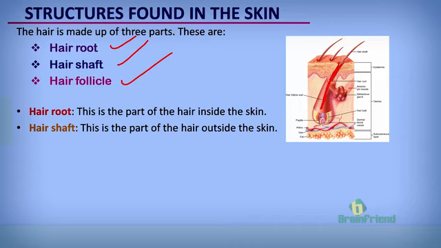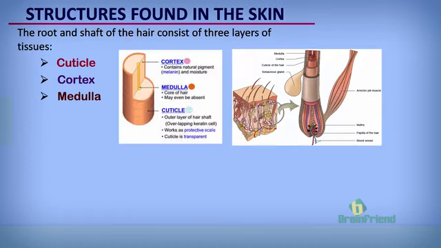The hair shaft is the part of the hair outside the skin. So that is what we usually see when we look at our skin. So those hair strands you see on your skin are regarded as the hair shafts. The hair roots and hair shafts consist of 3 different layers of dead tissues, dead cells.